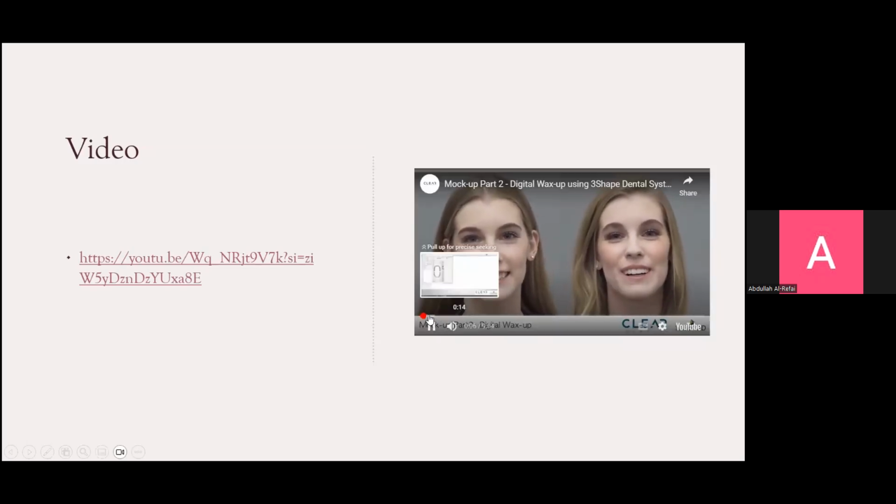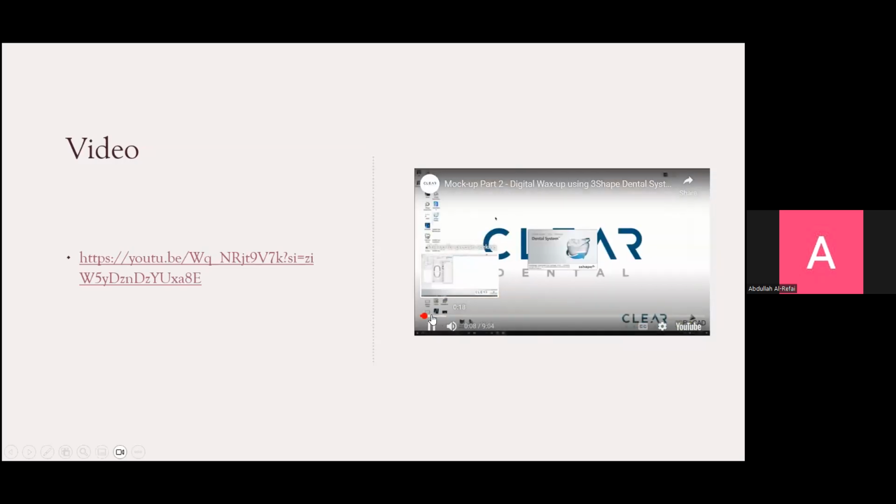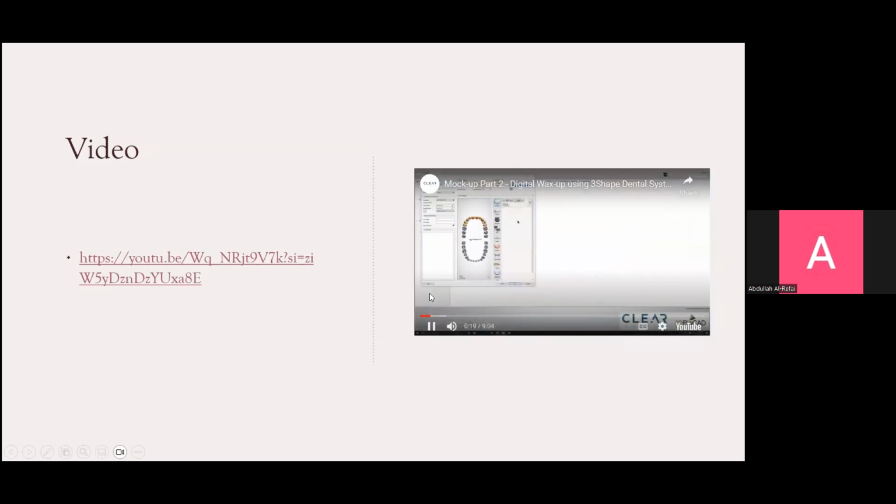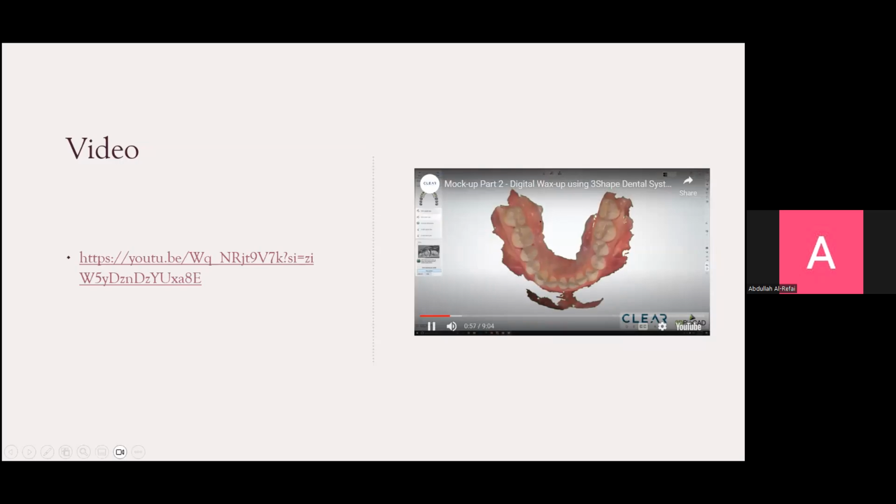Okay, we will start with taking photographs of the patient. Then we will select the area that we will work on in the design software. After that, they took intraoral scanning for both the maxilla and the mandible of the patient.